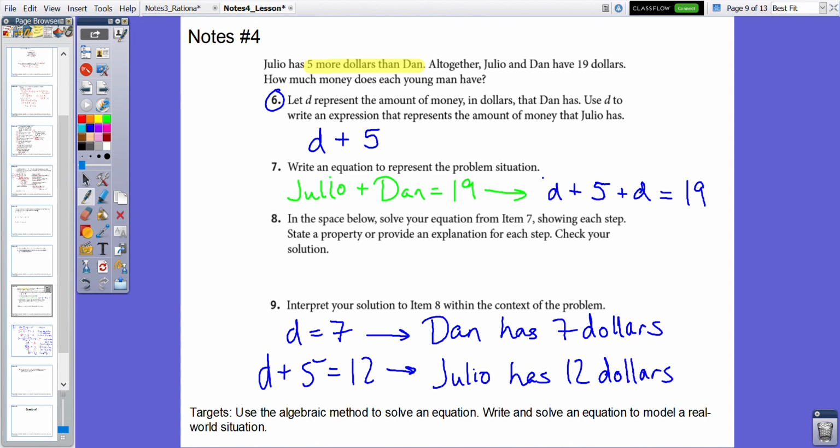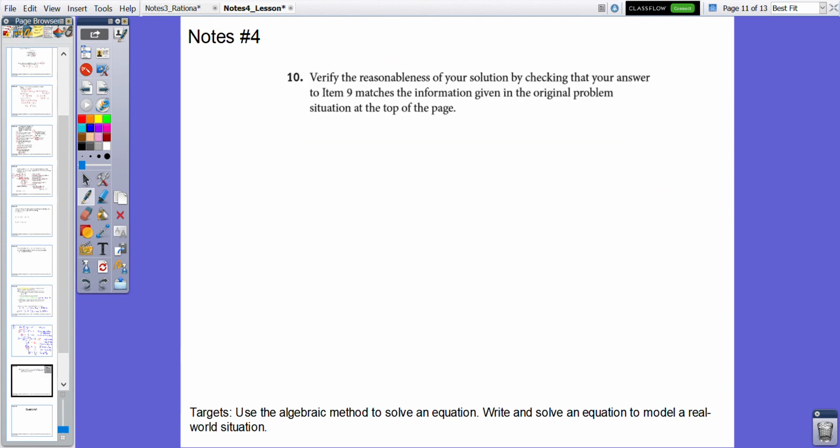Looking at the last problem here, number 10. Verify the reasonableness of your solution by checking that your answer to item 9 matches the information given in the original problem at the top of the page. So basically, we want to make sure that what we wrote down is still true, so that Dan's money plus Julio's money still equals $19.